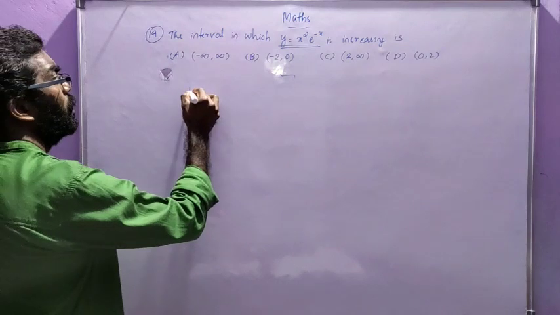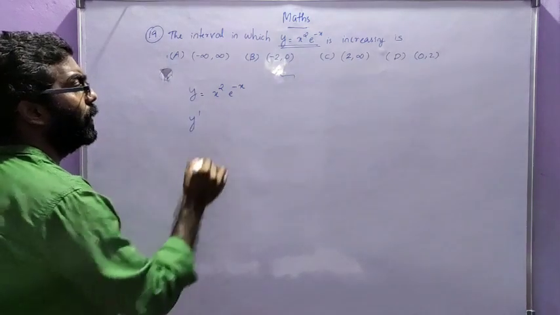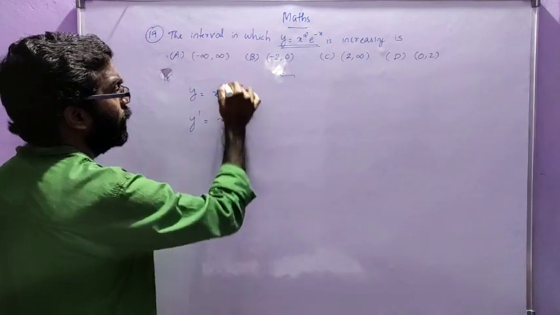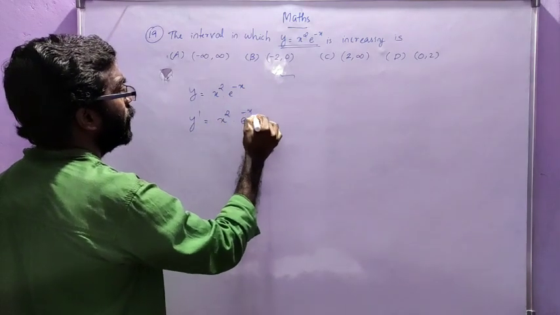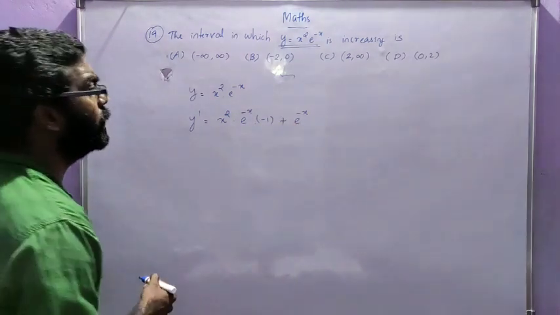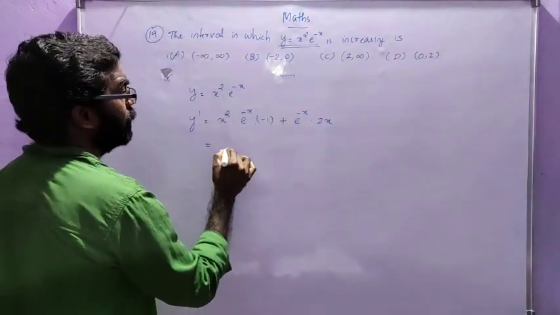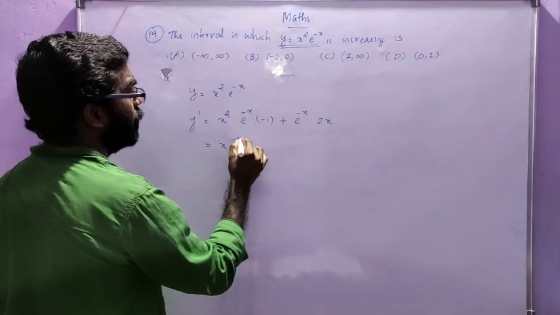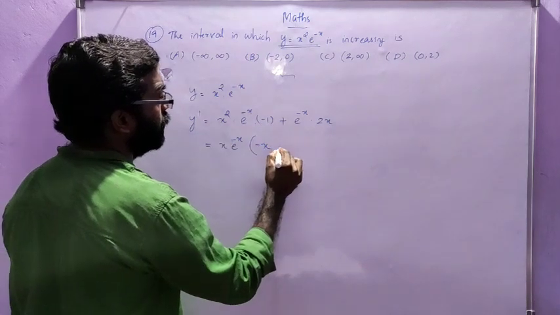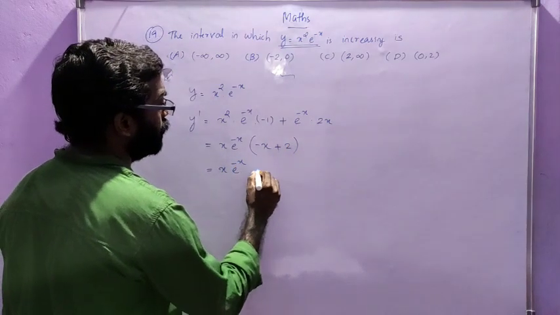Okay, so y is equal to x square into e raised to minus x. We can find the first order derivative y dash. Here, the product of two functions, we can apply the product rule. x square into the derivative of e raised to minus x, and it is e raised to minus x into minus 1, then plus e raised to minus x into the derivative of the first function, x square, derivative 2x. Now we can take x e raised to minus x common. So the remaining is minus x, then plus 2. Or we can write x e raised to minus x into 2 minus x.